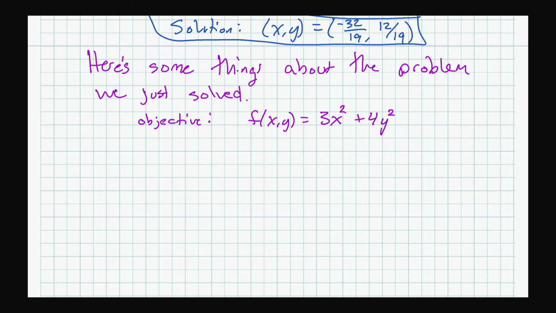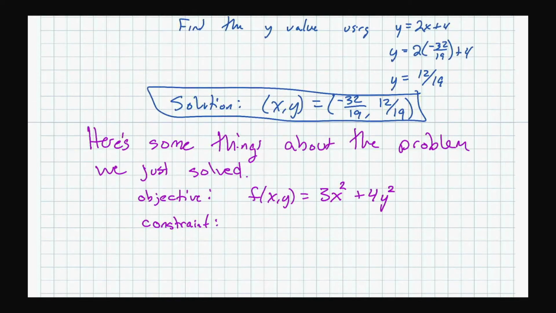Okay. And the constraint, I need to write down the constraint, which we can write different ways. I think I'm just going to write it this way. Y equals 2x plus 4. That's not how it was given to us originally, but that's what it is. Now, here's the thing. If I go to some graphing software here, and I want to graph a couple of things.